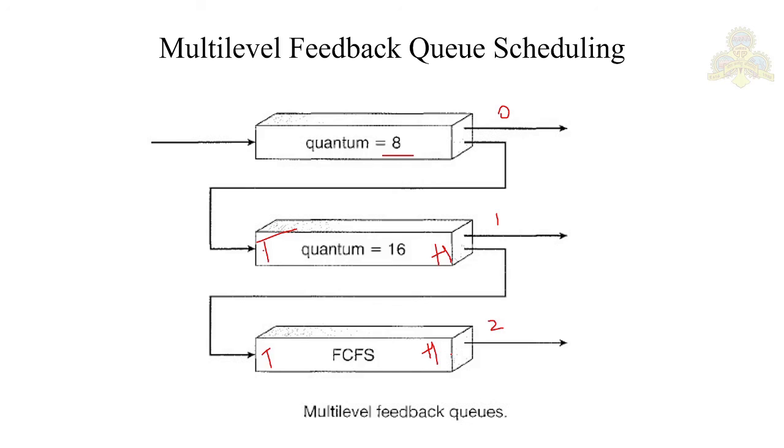Fine. Again, Q2 will be executed in FCFS fashion, right? That will be executed only when your Q0 and Q1 are empty. Until then Q2 will not be executed. So this particular scheduling algorithm gives highest priority to any process with a CPU burst time of 8 milliseconds. Then if it does not finish in these 8 milliseconds, it would be given 16 milliseconds, and lastly it would be executed in FCFS fashion.